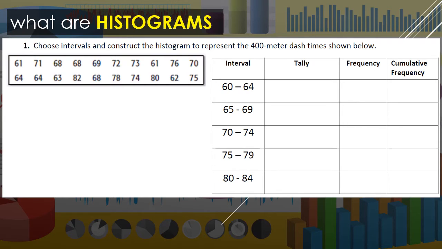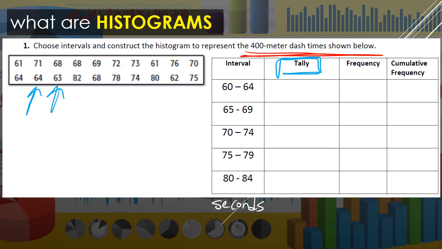So for this example here, we need to choose intervals and construct a histogram to represent the 400-meter dash times shown below. So this race is 1 lap around the track, and these are all in seconds. So this is how many seconds somebody takes to run 1 lap around the track. And so we're already given the intervals.